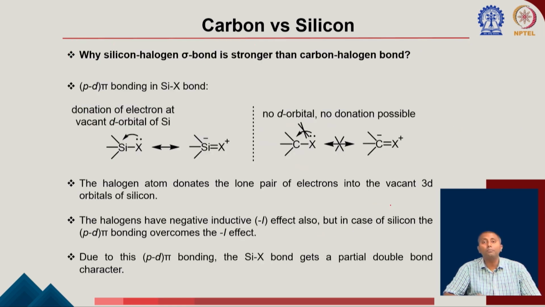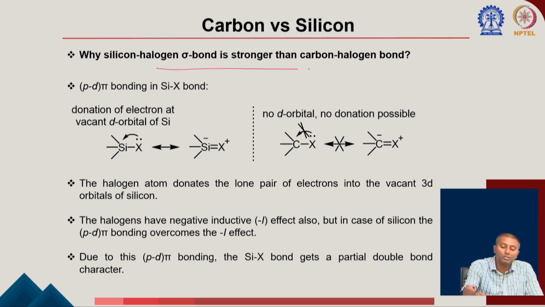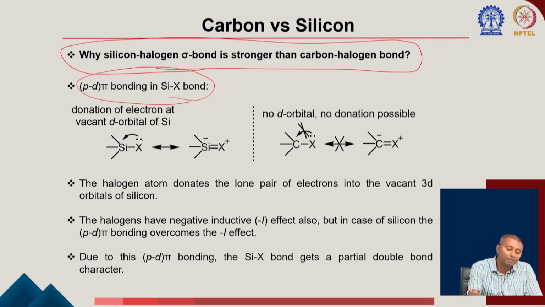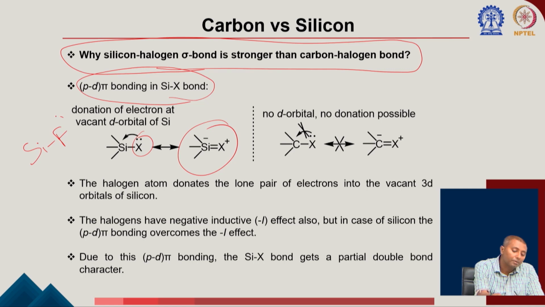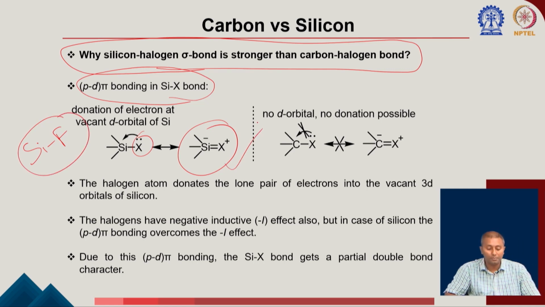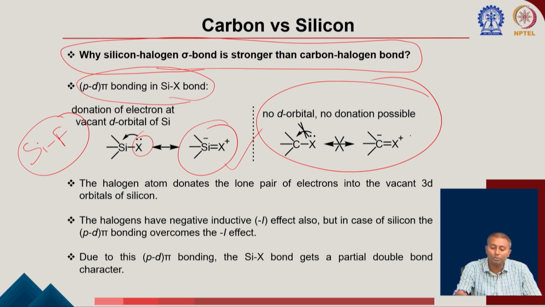So, why is the silicon-halogen sigma bond stronger than the carbon-halogen bond? I tried to explain that there is back bonding from the X lone pair to the silicon d orbital. That is why there is partial double bond formation between silicon and the halogen. That is why the bond energy for silicon fluoride is so high, because of this partial double bond. But that is not possible in the case of carbon, because carbon lacks d orbitals, so you cannot expect that kind of back donation.